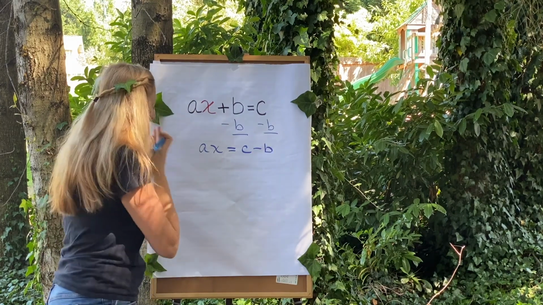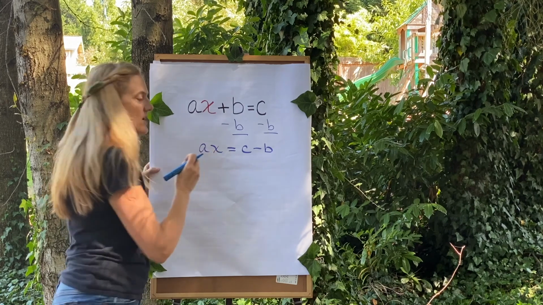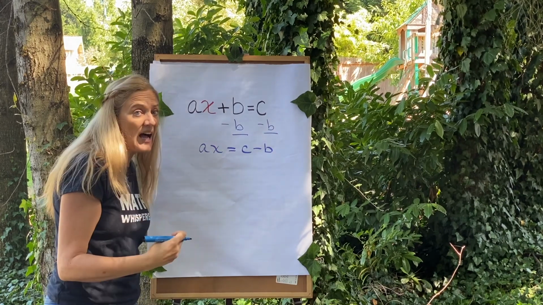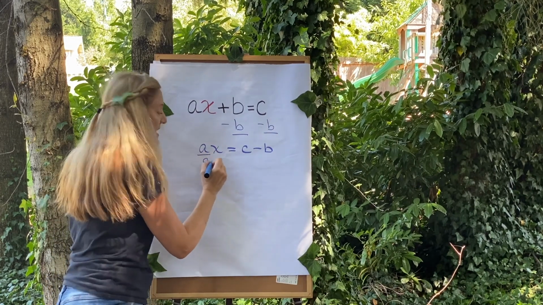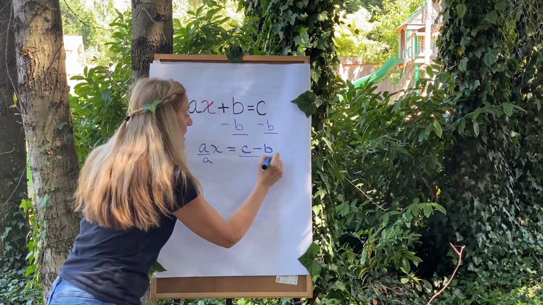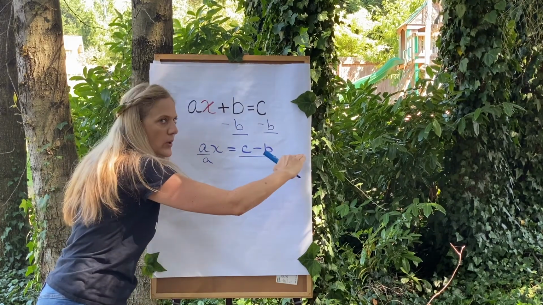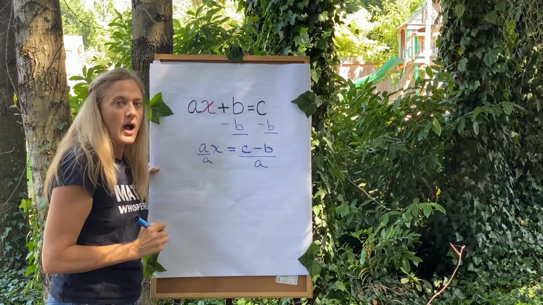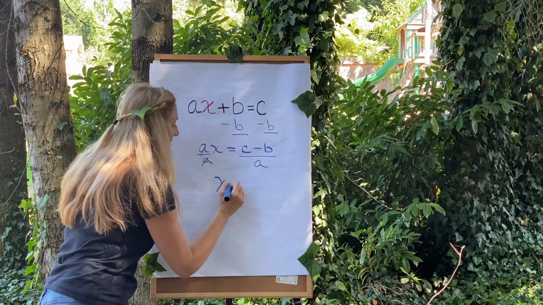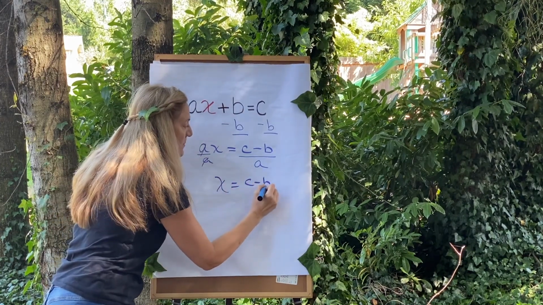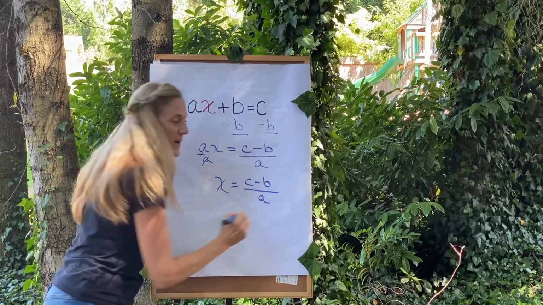Almost there. Okay, A times X. So to undo that, I need to divide. I'll go ahead and divide out A. Whatever I do to the left, I have to do to the right, the whole right. I think we got it. X equals C minus B, all divided by A.